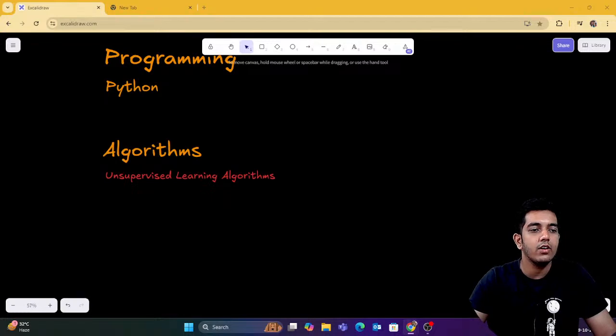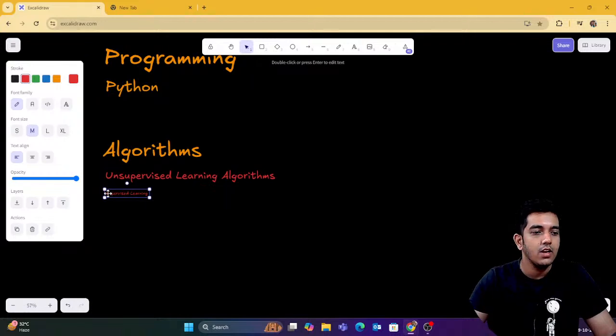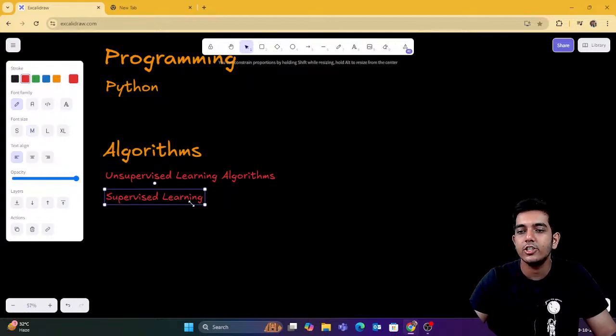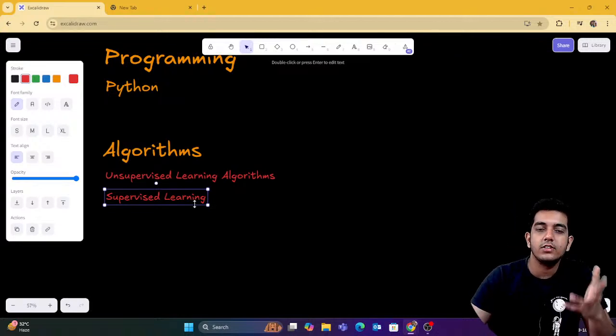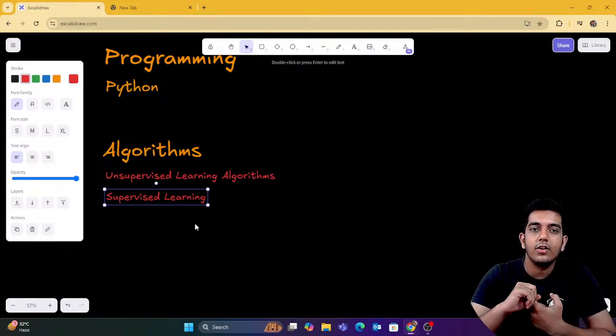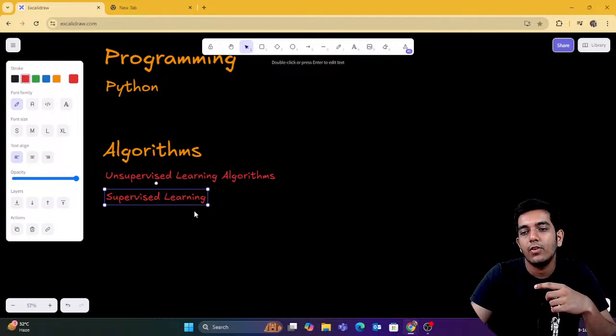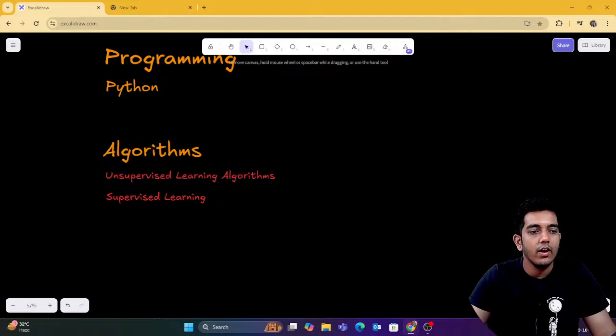Then you're going to learn about supervised machine learning algorithms. So it contains regression and classification. In regression, you're going to learn about linear regression, Poisson regression, and then you're going to learn about logistic regression. And in classification, you're going to learn about k nearest neighbor, decision trees, random forest, support vector machines. So this is covered in supervised learning. These are the things which you're going to learn in algorithms.